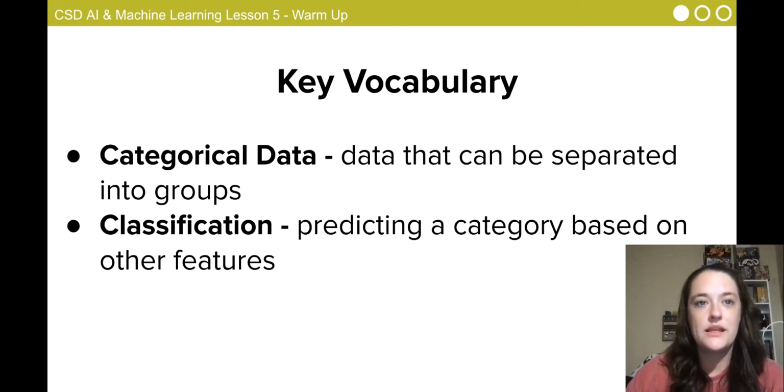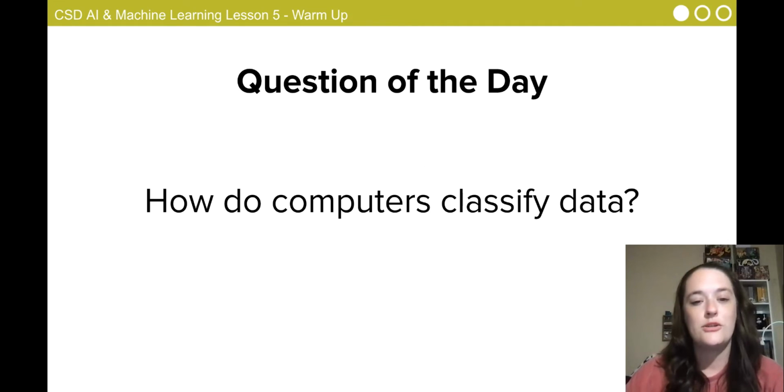Classification is something we learn how to do with our senses, but computers must be taught to do. In this lesson, we're going to investigate how computers can use classification to solve problems. We're going to start with a simple example, determining if something is a fruit or vegetable. Our question of the day is, how do computers classify data? So, pay attention because by the end of this lesson, you should be able to answer that question.